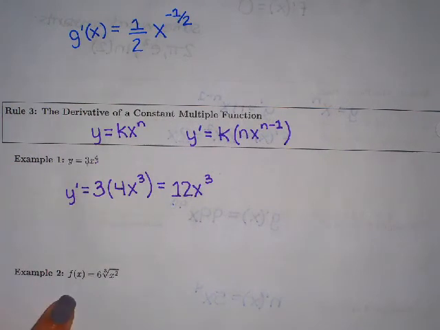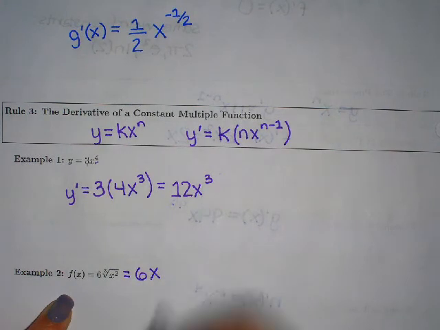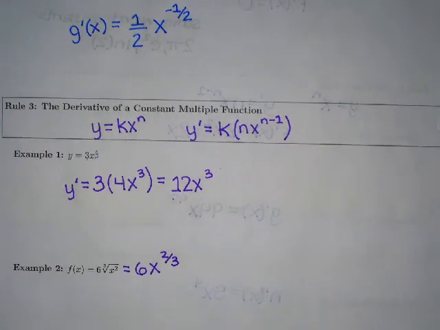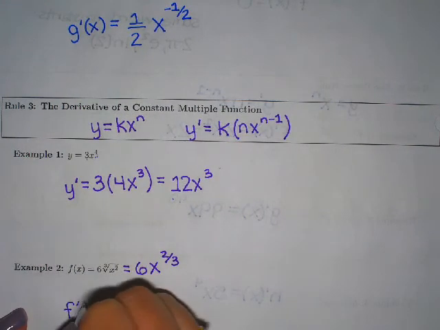This next one, I have a root, which means I have to rewrite it. So I'm just going to write an equals here. I'm going to keep the 6 and raise x to what fraction? It's the power, which is 2, over the root, which is 3. X to the 2/3. And now I'm ready to take the derivative.